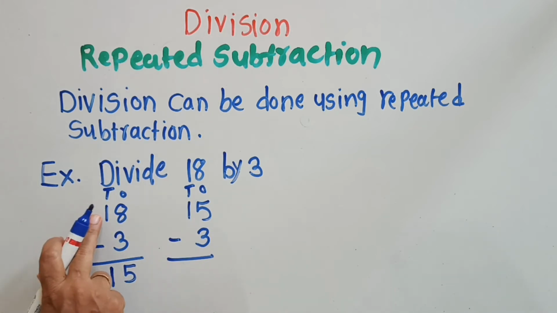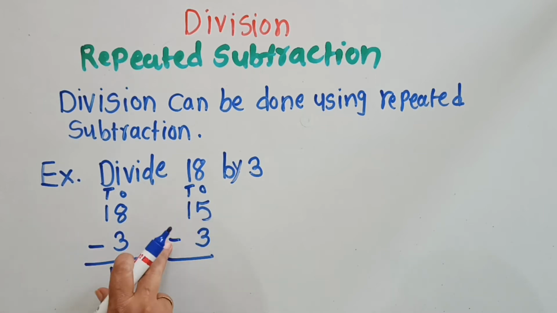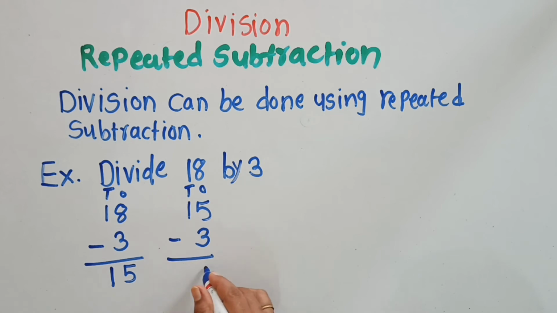First step, 18 minus 3. 8 minus 3 is equal to 5. 1 as it is at tens place. Now here 15 minus 3. 5 minus 3 is equal to 2. Yes. And 1 as it is.